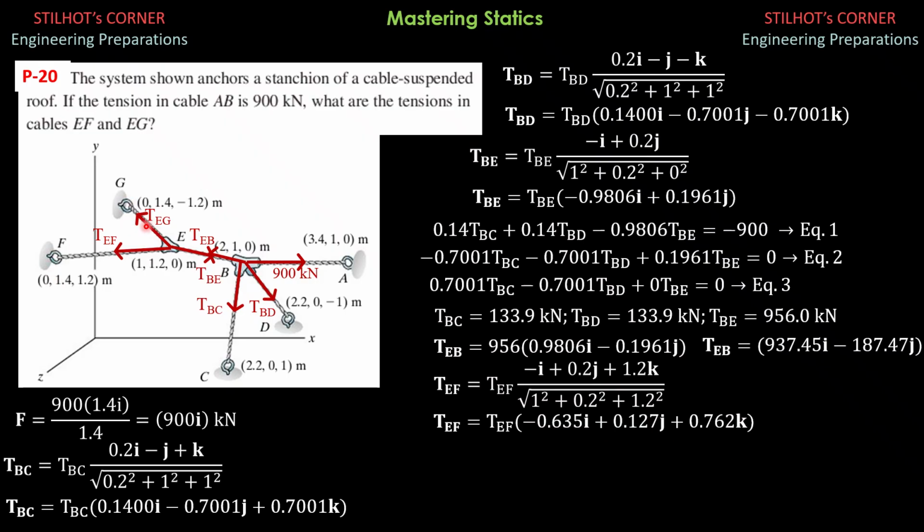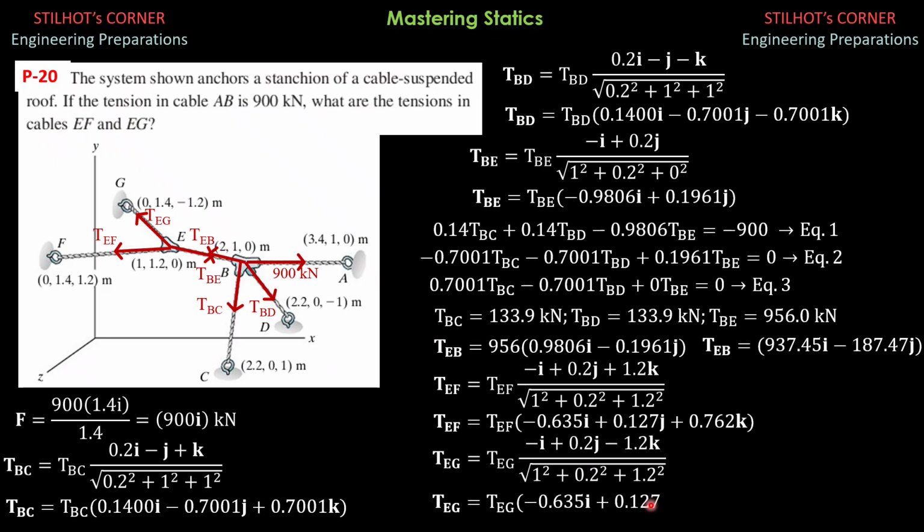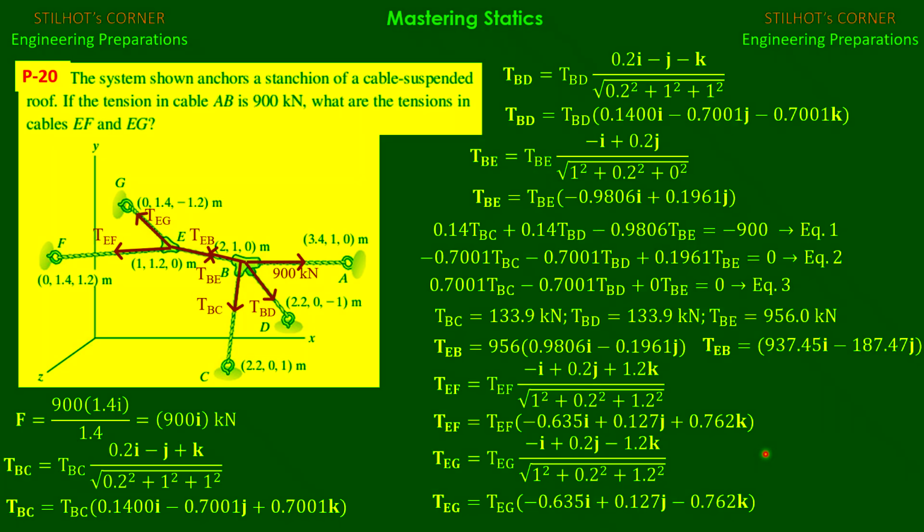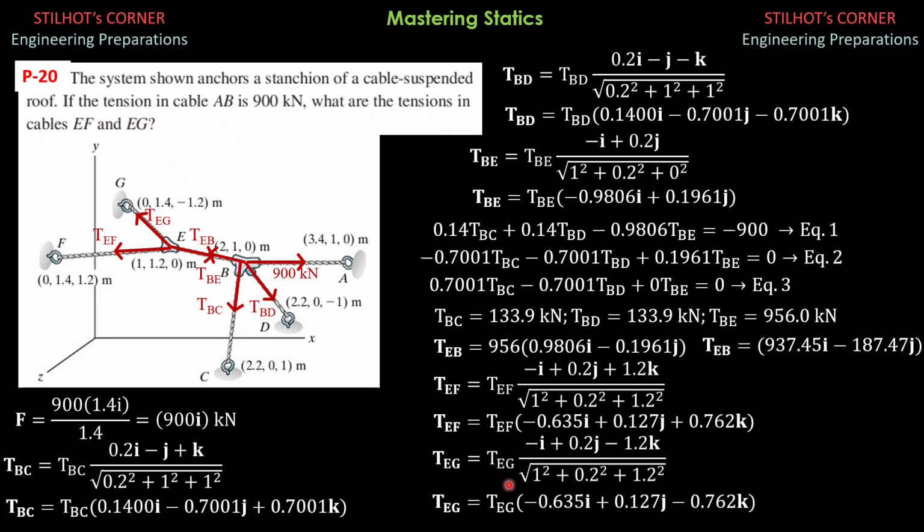Tension EG is magnitude of tension EG, quantity 0 minus 1, so negative I, 1.4 minus 1.2, positive 0.2 J, negative 1.2 minus 0, so negative 1.2 K over square root of 1 square plus 0.2 square plus 1.2 square. Simplifying, that is equal to tension EG, quantity negative 0.635 I plus 0.127 J minus 0.762 K. So let's continue this, bringing this on the next slide.